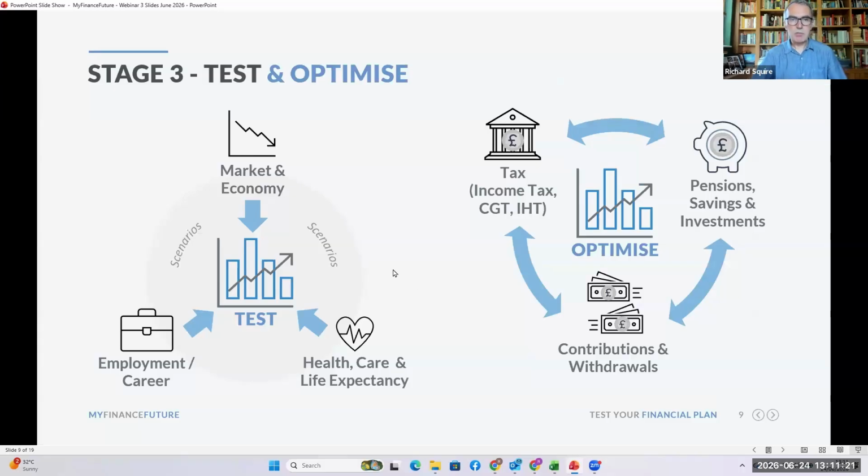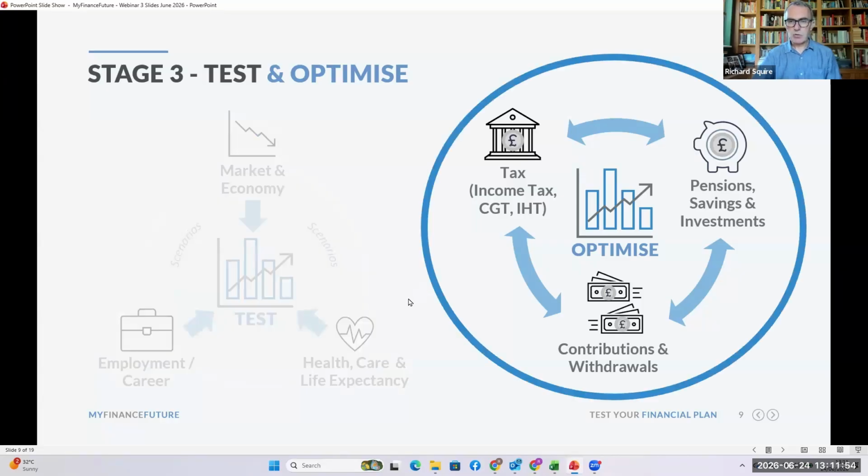So looking at the test and optimize stage in a bit more detail, we covered, as I said, the test stage last time, and the effects and how you adjust your plan, or accept how the adverse events could affect your plan through a testing process, looking at things like market crashes, employment changes like redundancy, health effects, or early or later than expected life expectancy, and how your plan deals with all those things.